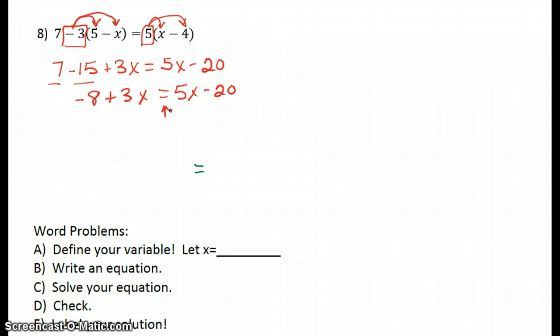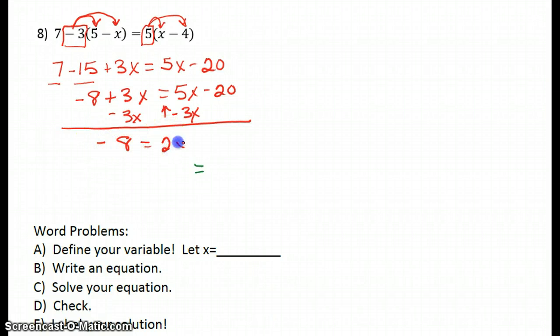The only way to cross our equal sign is to add or subtract an entire term. So I'm going to subtract 3x from both sides. You could have chosen to do something else first and it would still work out okay. -8 equals 2x minus 20.